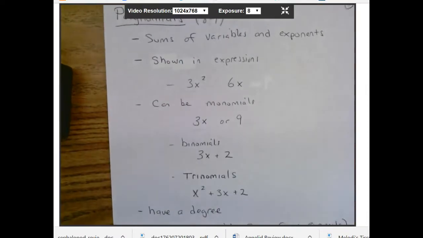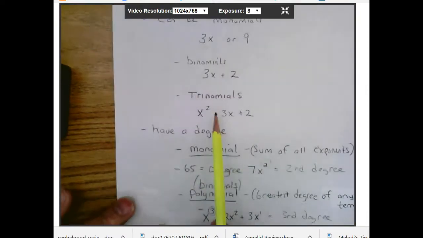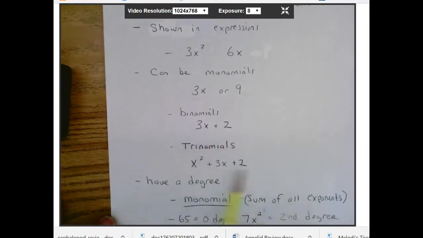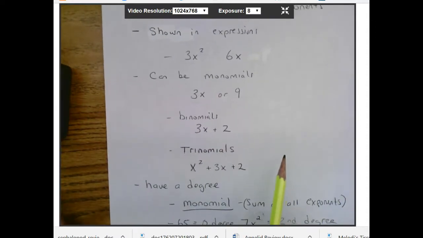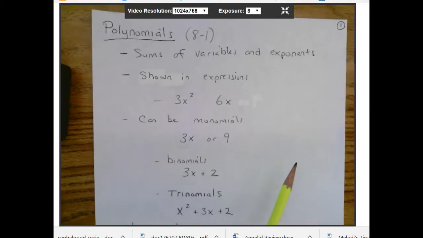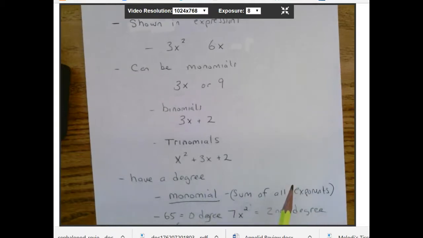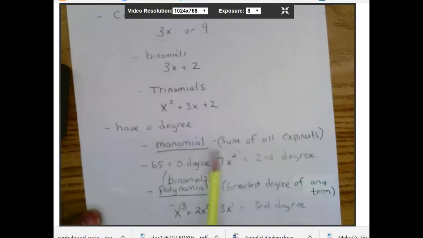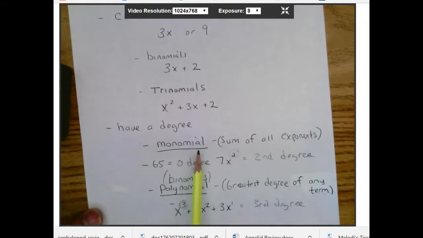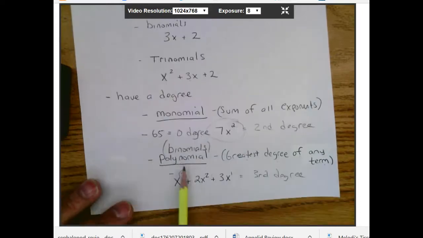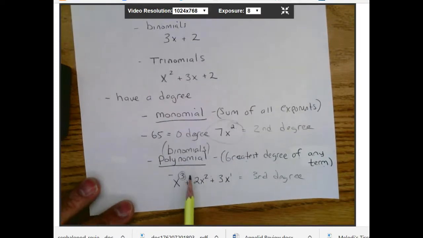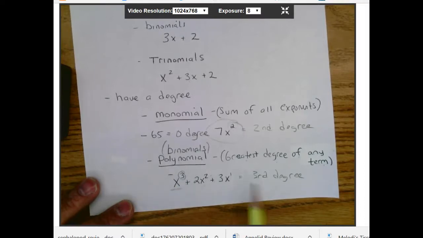So just a quick review. A polynomial is any kind of a sum of variables and exponents. They can have monomials in them, they can have binomials, they can have trinomials, and they have degrees. So if it's a monomial we're talking about, we just take the sum of all the exponents in that. So for 7, the only exponent is 2, second degree. For polynomials, we take the greatest degree of any term. This is the greatest, x to the third, so this would be a third degree.